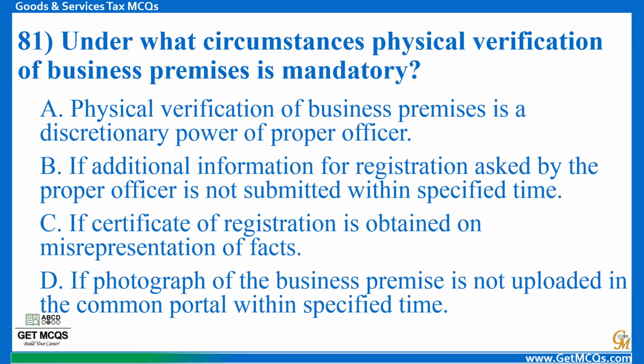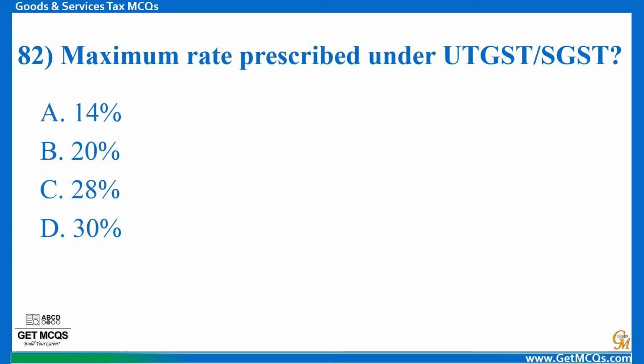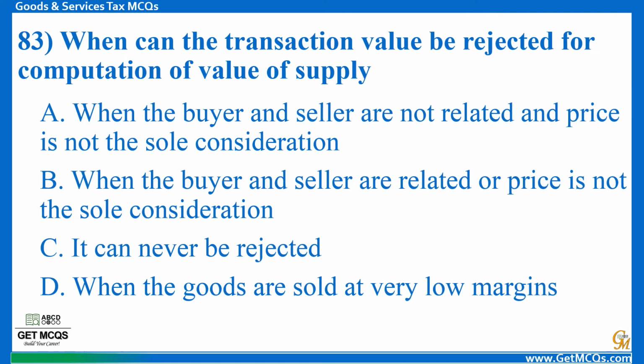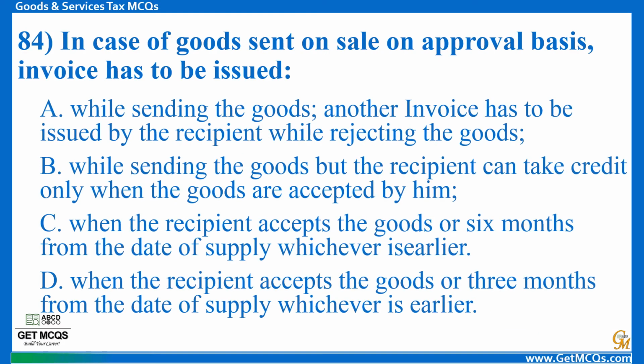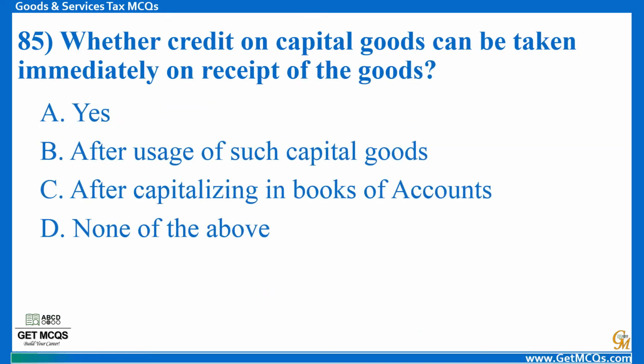81. Under what circumstances physical verification of business premises is mandatory? Answer: Option A. 82. Maximum rate prescribed under UTGST/SGST? Answer: Option B. 83. When can the transaction value be rejected for computation of value of supply? Answer: Option B. 84. In case of goods sent on sale on approval basis, invoice has to be issued. Answer: Option C. 85. Whether credit on capital goods can be taken immediately on receipt of the goods? Answer: Option A.